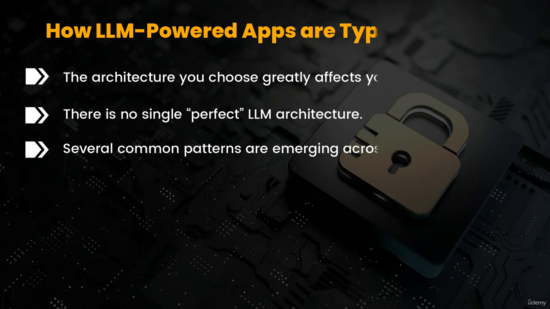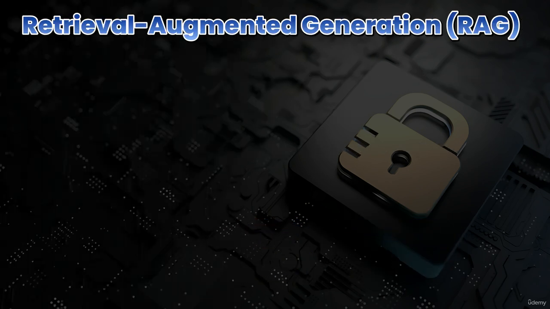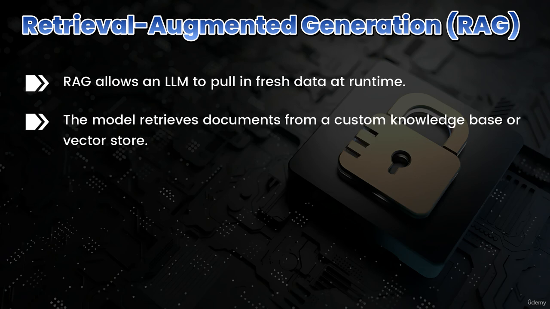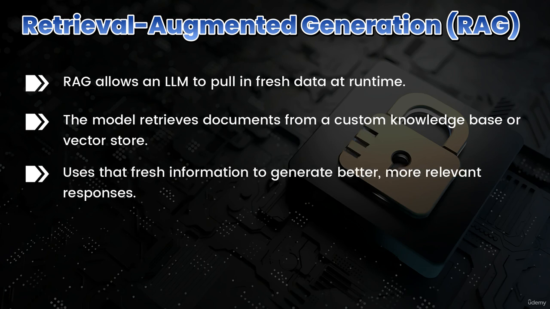Let's start there. Let's break down what RAG actually is. RAG is a design approach where your model pulls in fresh data at runtime. Instead of answering questions only from what it memorized during training, the model actively retrieves documents from a custom knowledge base or a vector store and uses that fresh information to generate better, more relevant responses.